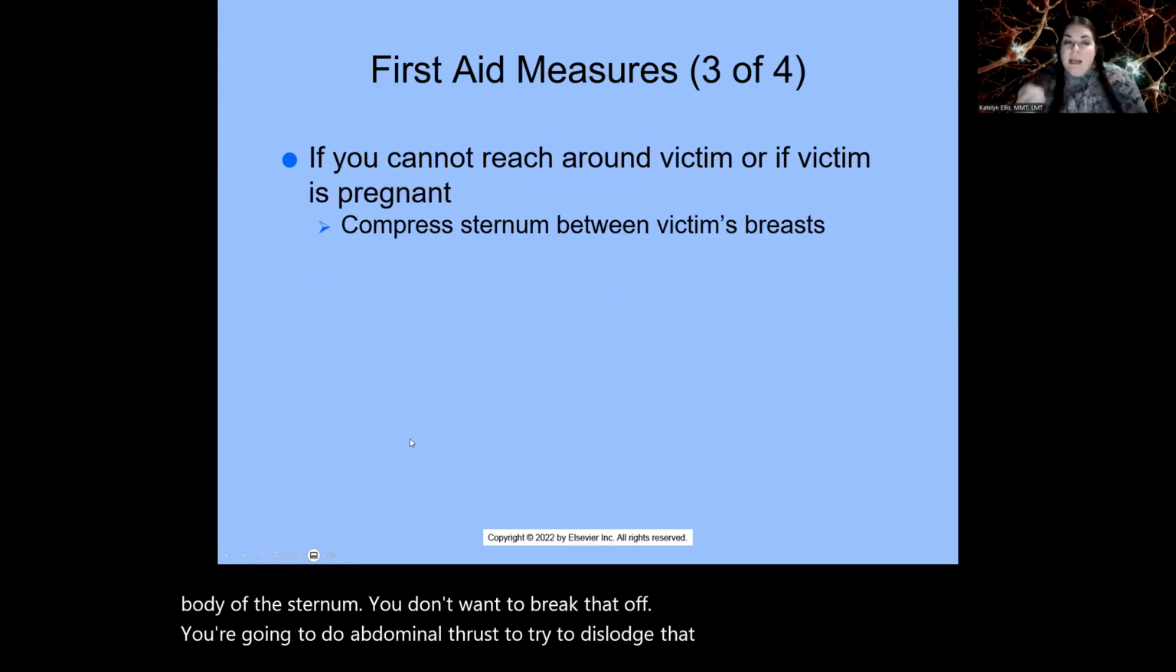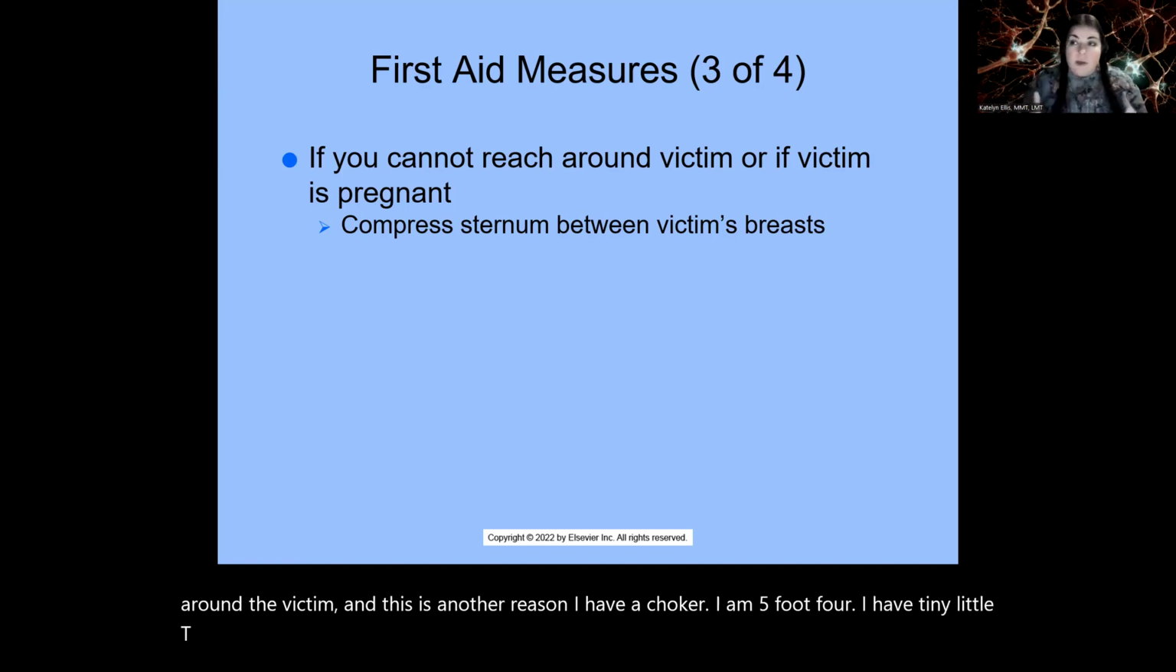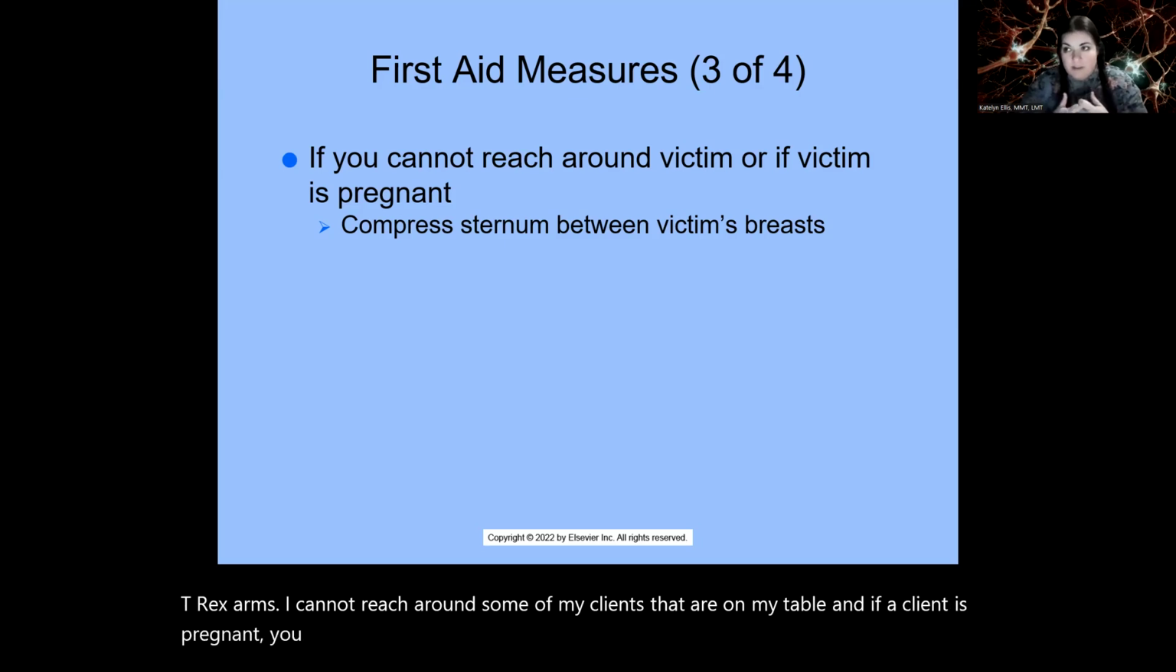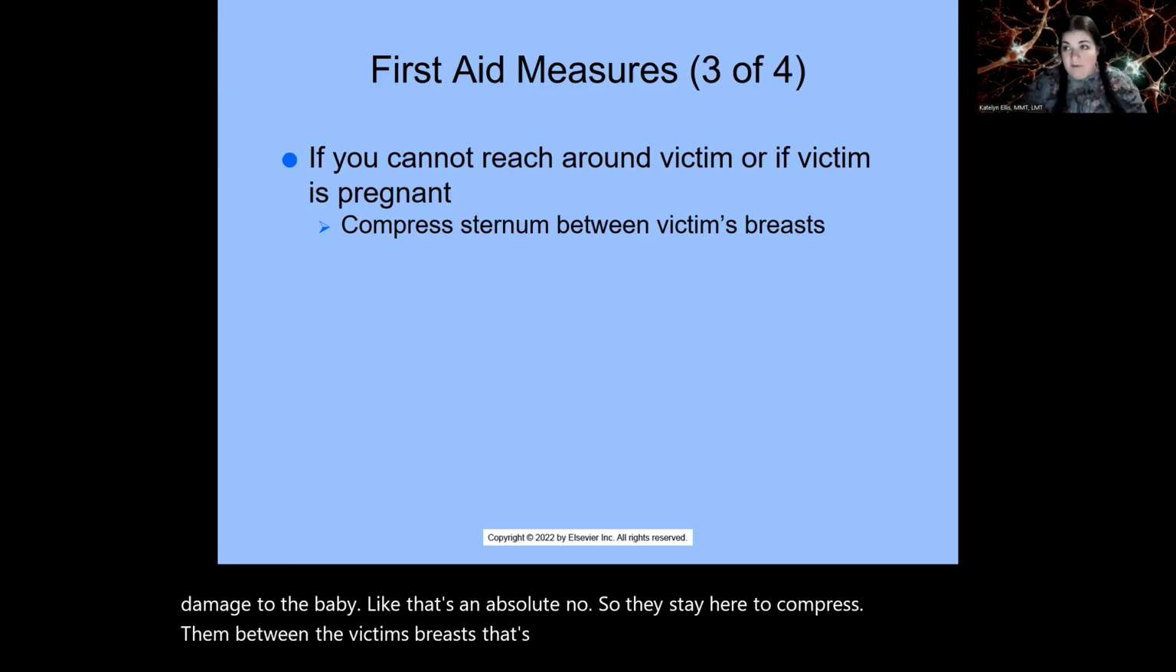Now, if you cannot reach around the victim, and this is another reason I have a dechoker, I am 5'4", I have tiny little T-Rex arms. I cannot reach around some of my clients that are on my table. And if a client is pregnant, you don't want to be doing those thrusts there. Potentially cause a miscarriage, damage to the baby. Like, that's an absolute no-no. So they say here to compress the sternum between the victim's breasts. That's nowhere near as effective.